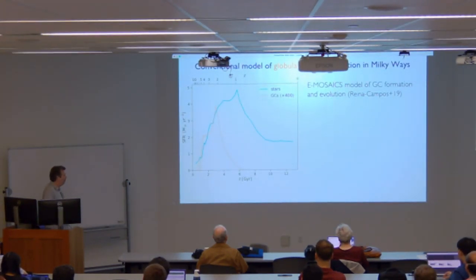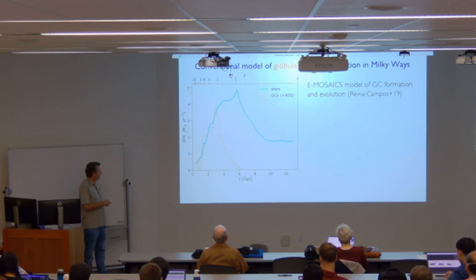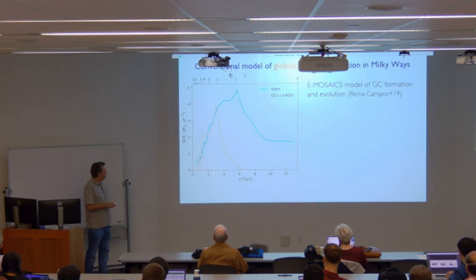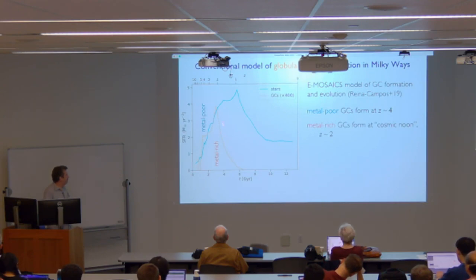Okay, so now let's look in a little more detail at one of the conventional models, the E-MOSAICS model. This is a Milky Way analog, or a composite of a bunch of simulated Milky Ways. This is the overall star formation history of this Milky Way. This is what the globular clusters are doing in the simulation. Now, I've enhanced it by a factor of 400 so you can see it. You can see they're peaking at early times, as you would expect. And we think there's some enrichment going on at the same time, that this is where the metal-poor globular clusters are forming, at redshift of 4-ish, and metal-rich ones forming at cosmic noon, around redshift of 2, where there's a lot of activity going on in a massive galaxy progenitor.